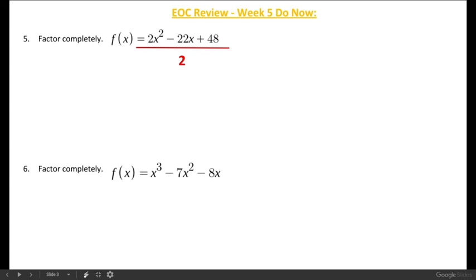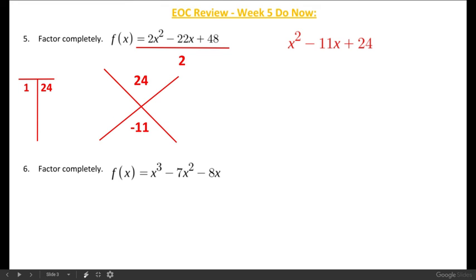So 2 divided by 2 is 1. Negative 22 divided by 2 is negative 11. And 48 divided by 2 is 24. So my new function is x squared minus 11x plus 24. So this is the one that now I can use to set up my big X. So at the top, a times c, 1 times 24 is 24, and b is at the bottom, which is negative 11. So factors of 24 is what we're listing in our t-chart.